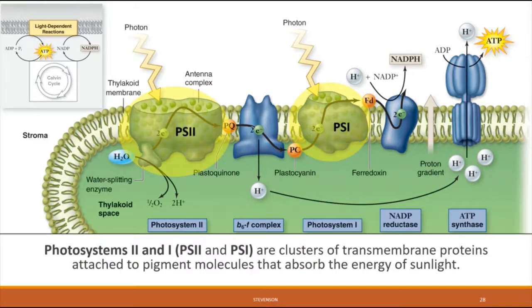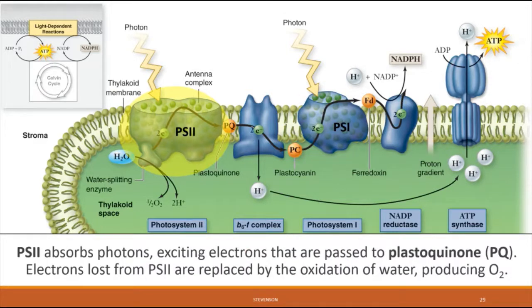However, the photosystems were named in the order in which they were discovered, not in the order in which they are relevant to the process. So that's just an annoying little detail that you have to remember, that 2 comes first and 1 comes second. So let's take a look at what happens in the light-dependent reactions.